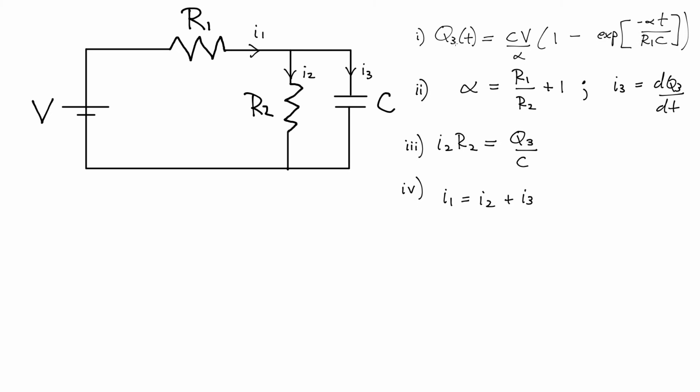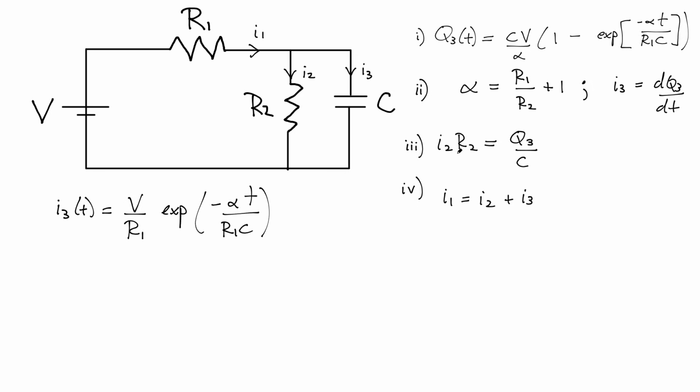Okay, so we've got our charge Q3 as a function of time. We've got our dimensionless parameter alpha that's defined here. We also have that the current I3 is simply the rate of change of the charge. So that one we can find right away. You simply take the derivative of that expression with respect to time. The first term's a constant, we don't have to worry about that. The second term, with negative alpha divided by R1C, will pop out. What you're left with is that the current through this outer branch is V over R1 times the exponential term, minus alpha t divided by R1C.